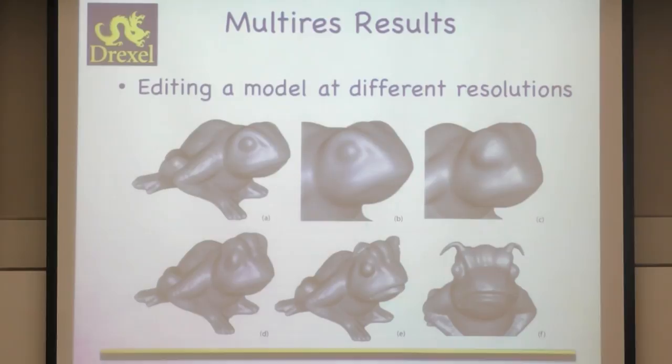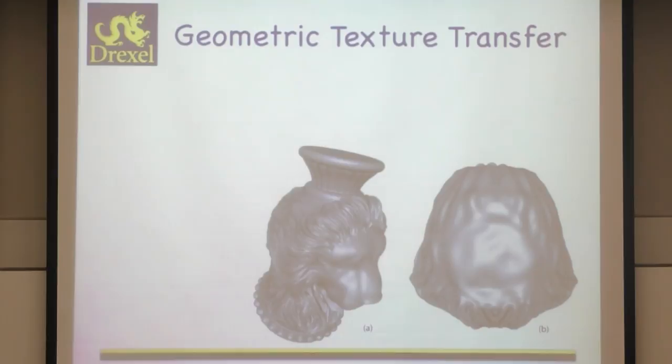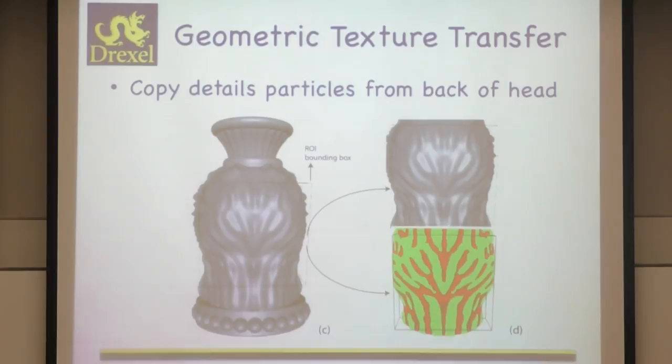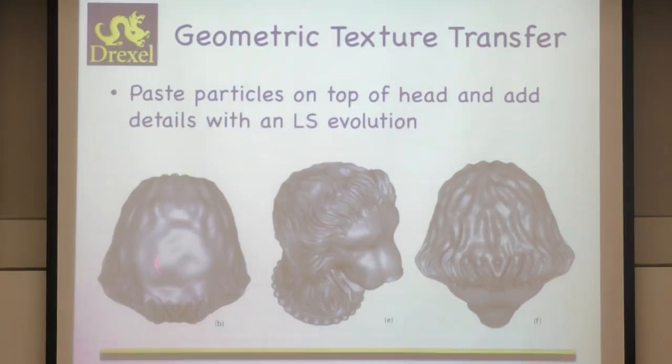The last idea, and then we're definitely going to wrap up. We've now extracted what we call surface details from the model itself, and so that brings us to the idea of geometric texture transfer. Can we transfer these detail particles from one model to another to transfer surface texture? Here's an example where we use that tool: we erase the mane off the lion, and so he's now got this bald spot. We copy the detail particles off the back of his head, and now we can just apply those detail particles and apply the detail evolution process.